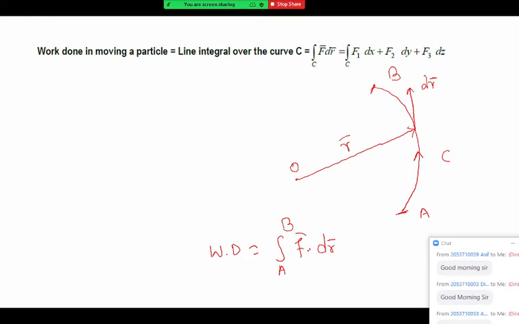Suppose the force vector f bar is f1 i plus f2 j plus f3 k, and the dr bar vector is dx i plus dy j plus dz k. So the formula that you have to remember is this one: work done is equal to the integral of f1 dx plus f2 dy plus f3 dz. We already said f1, f2, f3 are the components of the vector f bar. So f1 can be a function of x y z, f2 also a function of x y z, and f3 can be a function of x y z. Suppose f1 is like x square y dx.